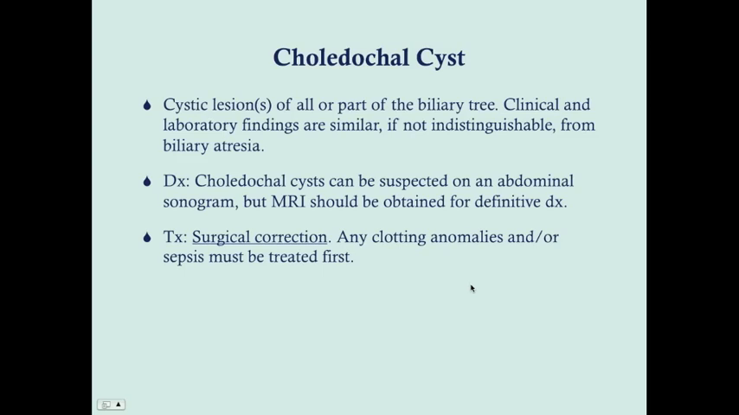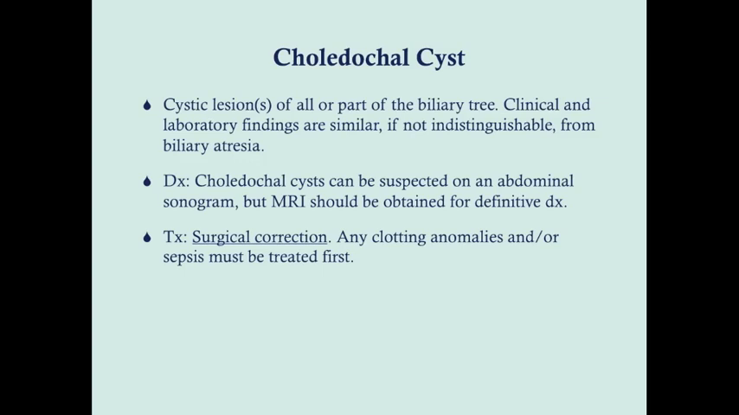A choledochal cyst is a cystic lesion or cystic lesions of all or part of the biliary tree. Clinically and laboratory-wise, the findings are going to be similar, if not indistinguishable, from biliary atresia. And so this is why, in my opinion, getting that abdominal sonogram is really the best initial diagnostic step after labs, because if it's choledochal cyst, you want to know that, because that's going to change your approach than if it's biliary atresia.